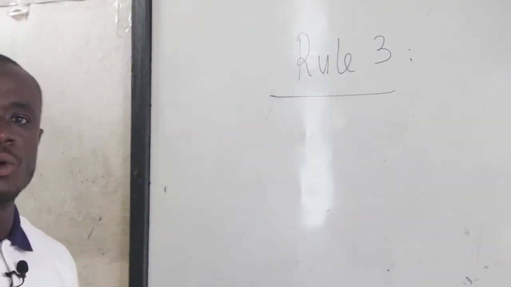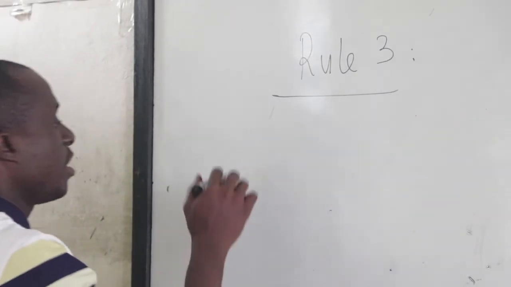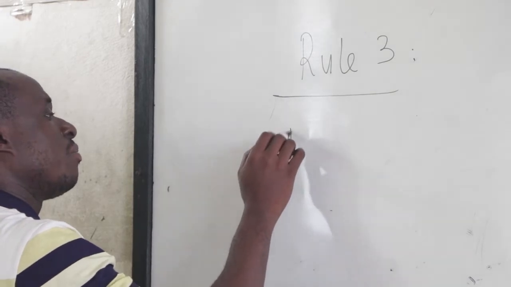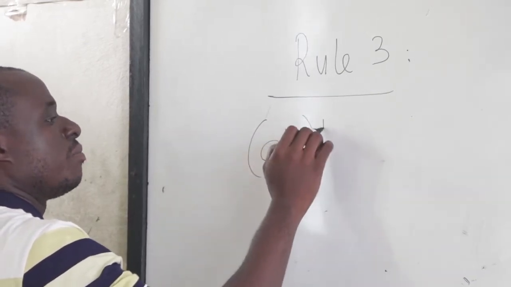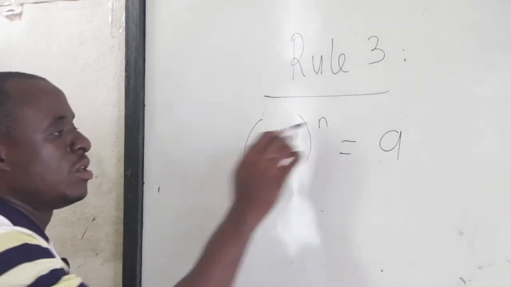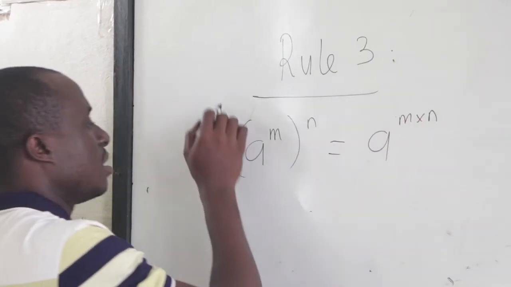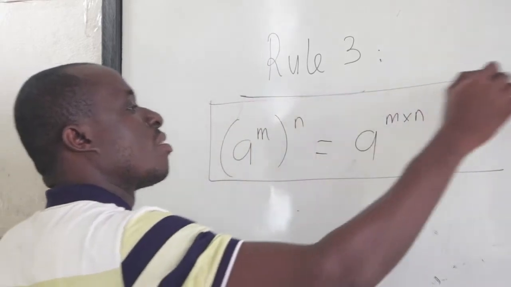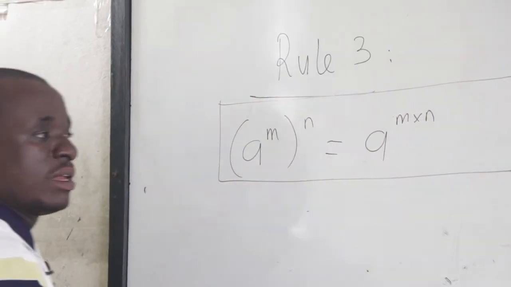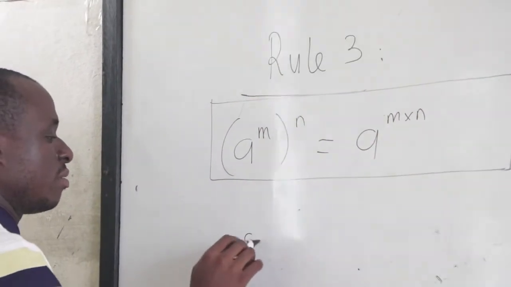Now let's see rule 3. If you have a to the power m, all to the power n, here we say that you multiply the m and n, so you get m times n.